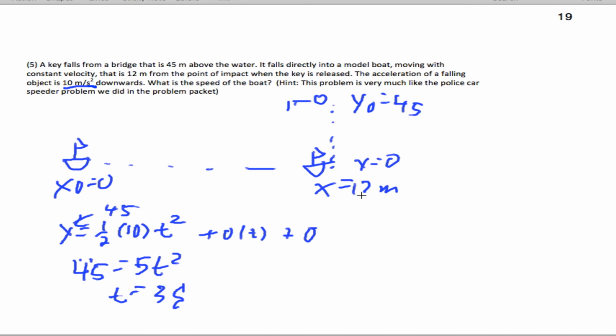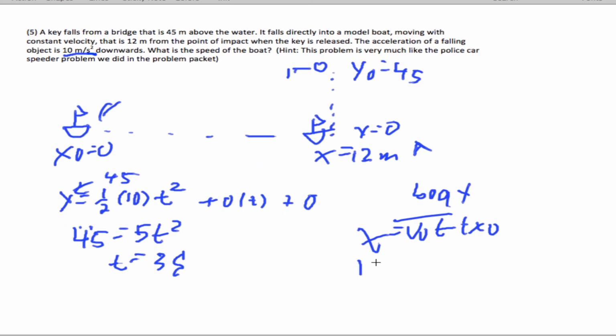Now we're going to find out what the speed of the boat needs to be to move from 0 to 12 in 3 seconds. So for the boat, we're going to have x equals v naught t plus x naught. And that ends up being 12 equals v of the boat times 3 seconds plus 0. So in other words, v of the boat ends up being 4 meters per second.